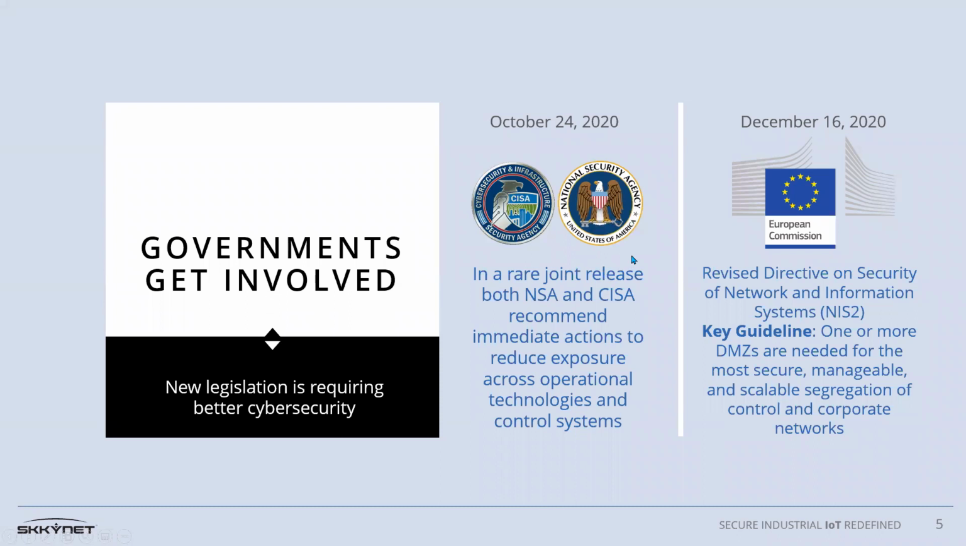As a result of this, governments are starting to get involved. We saw in the US, they're doing joint press releases, NSA and CISA. They also did additional releases last year and this year to warn people that you really need to reduce your exposure on your operational technologies. In Europe, they've just revised the Directive on Security of Network and Information Systems. It's now called NIS2. And the key guideline is really to have 1 or more DMZs for the most secure, manageable and scalable segmentation of the control and corporate networks.